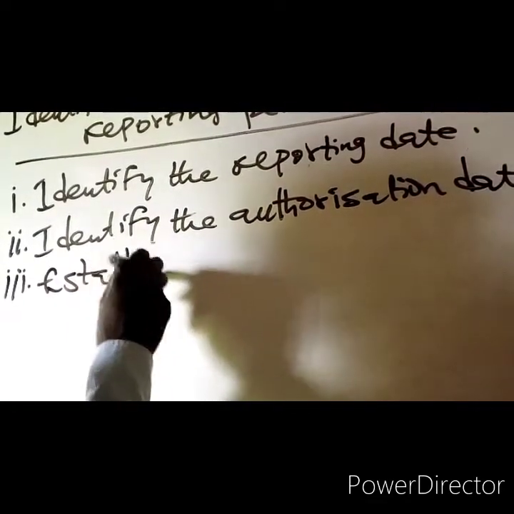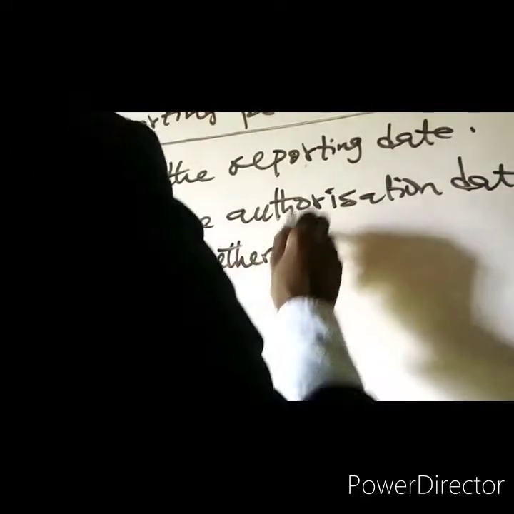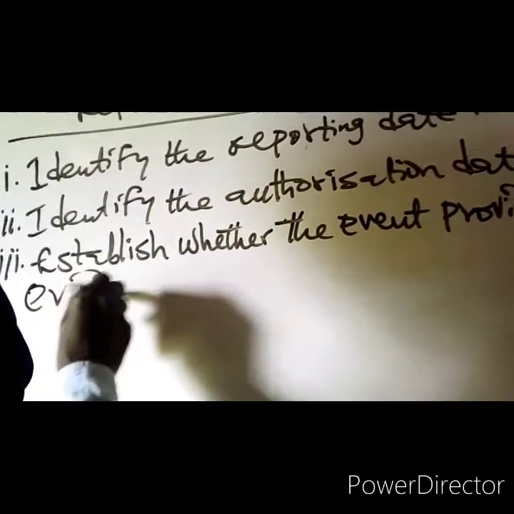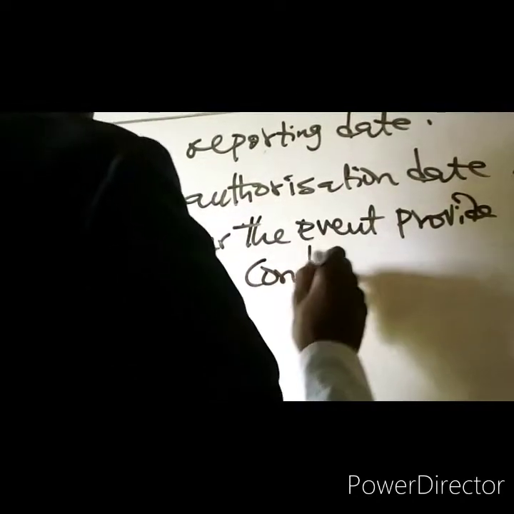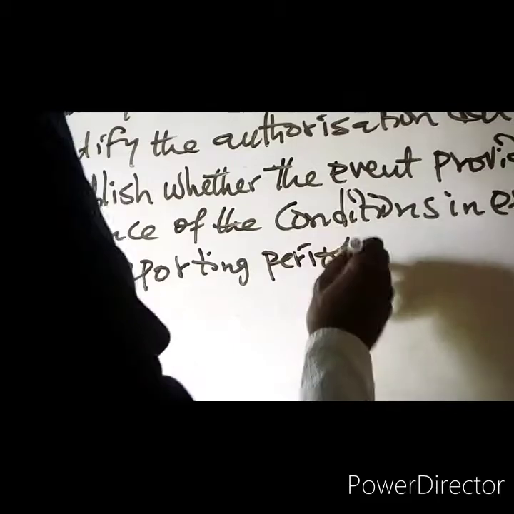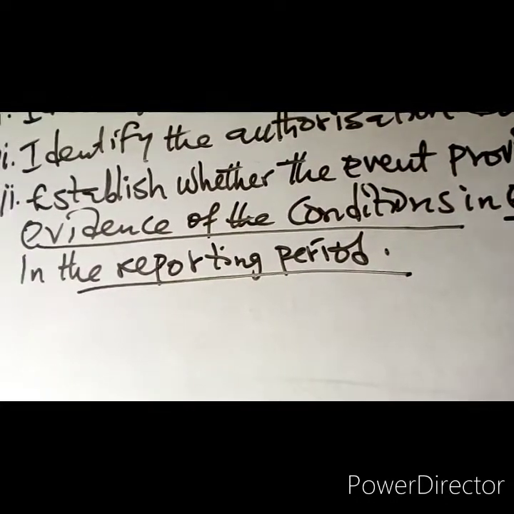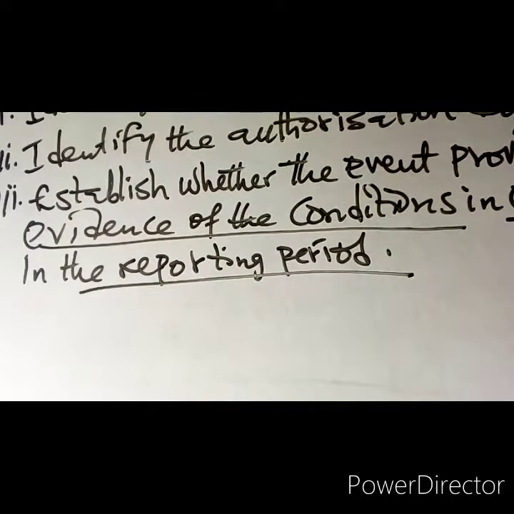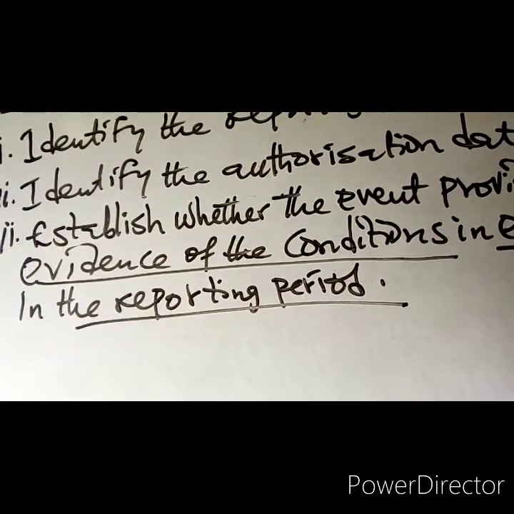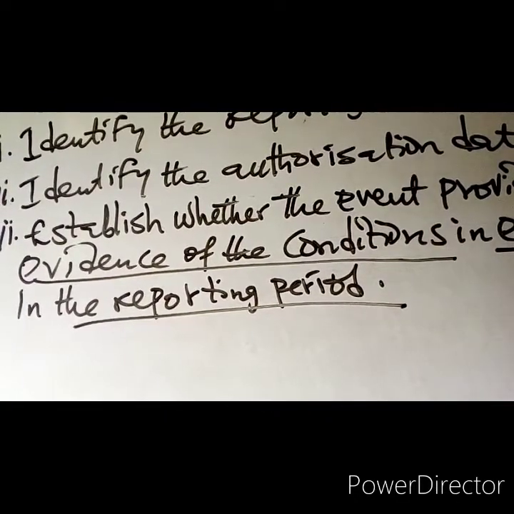Establish whether the events provide evidence of the conditions in existence in the reporting period. Where the event provides evidence of the conditions in existence during the reporting period, you categorize that as an adjusting event. And where it doesn't provide evidence of conditions in existence in the reporting period, we categorize it as a non-adjusting event.